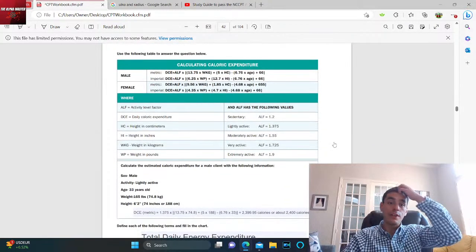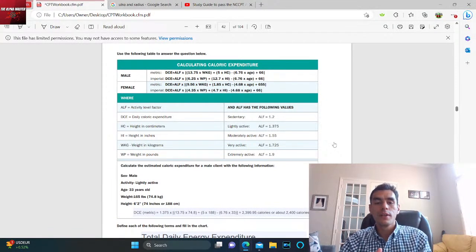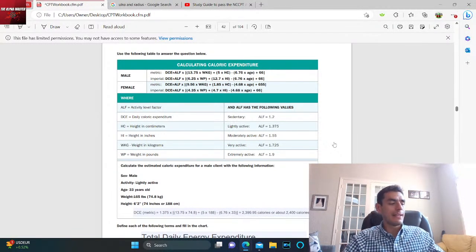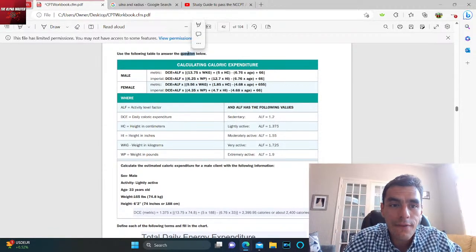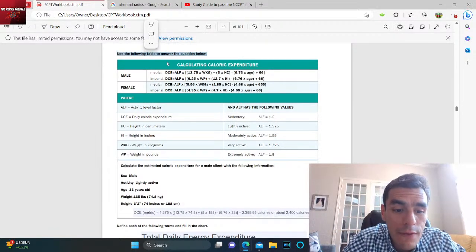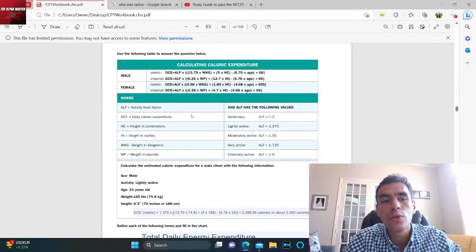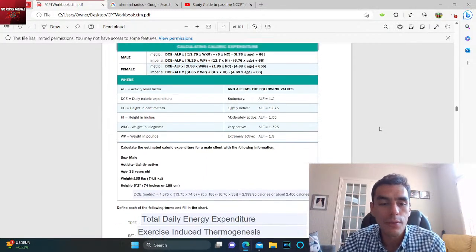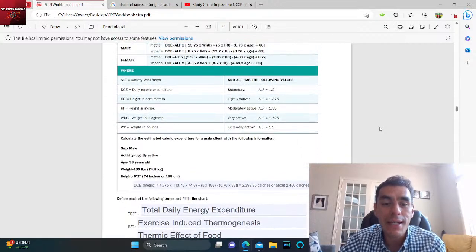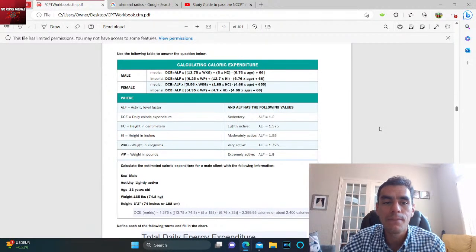Now use the following table to answer the questions below. This is going to be for the total daily calorie expenditure. For estimating the caloric expenditure, you have the formula. The question below is: calculate the estimated caloric expenditure for a male client with the following information. So it's going to be a male, and this is the caloric energy expenditure for male.